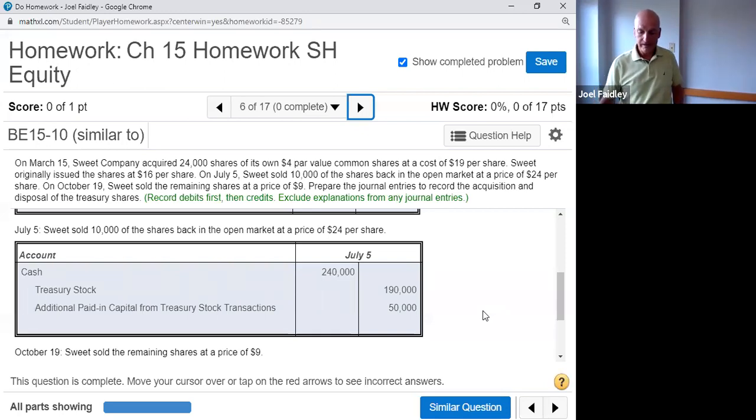All right, there's the cash I received because I sold those 10,000 shares at $24, didn't I? Yes, so 10,000, 24. So there's the cash I received. There's 190,000 that came off of my treasury stock T account out of my general ledger. And so the difference there is a gain, but we don't recognize a gain. We put it as additional paid-in capital from treasury stock transactions, 50,000. Let me go back over there and put that on there.